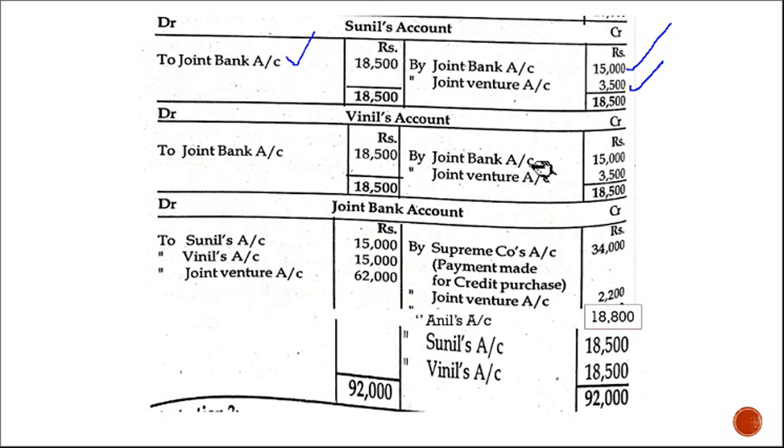Then comes Vinil's account. Here also same thing. By joint bank account 15,000. Joint venture account sharing the profit 3,500. So total 18,500 should be paid.